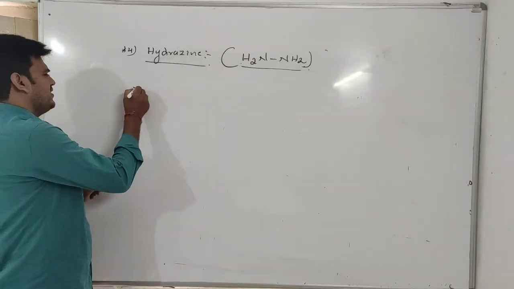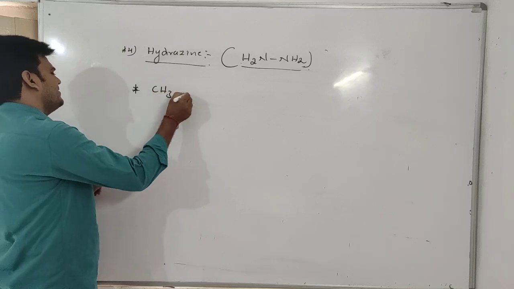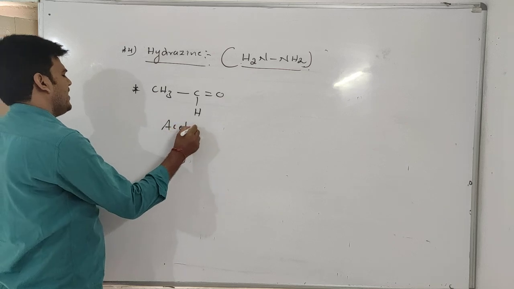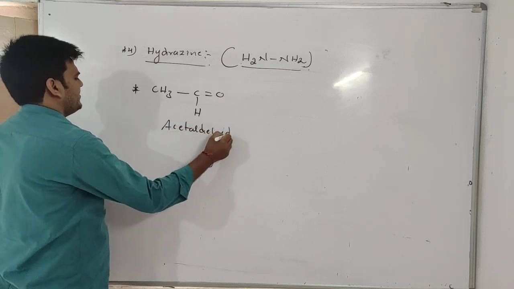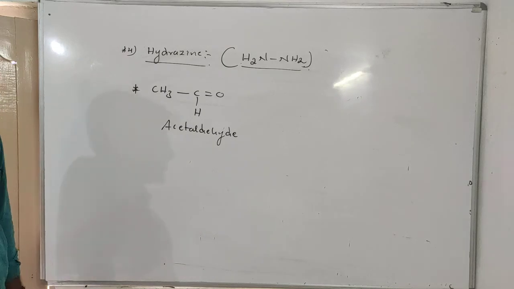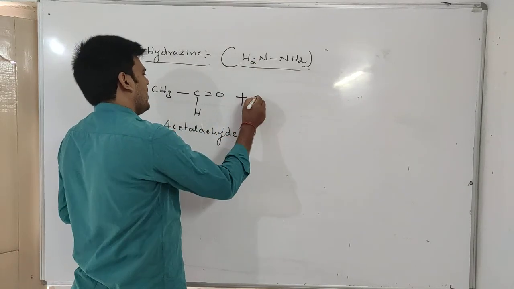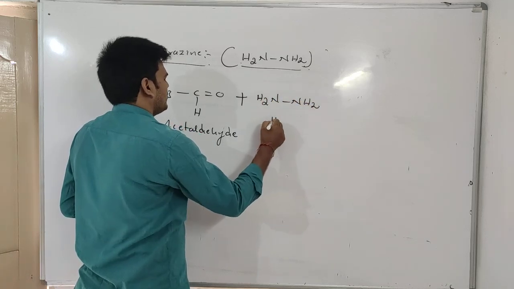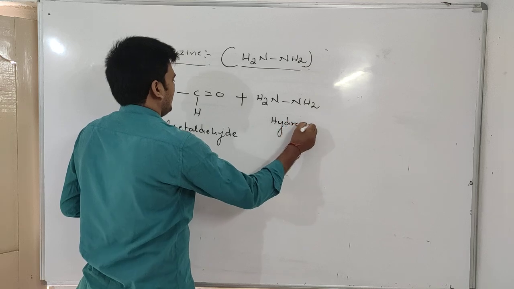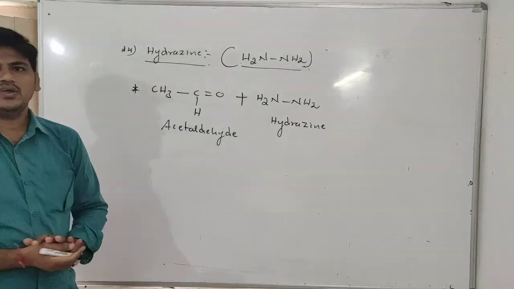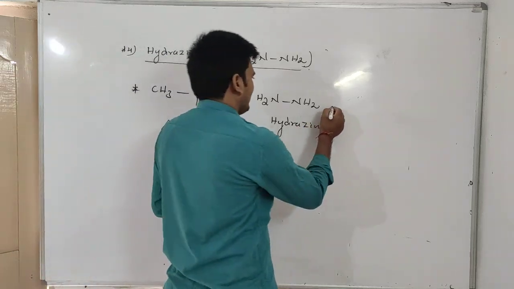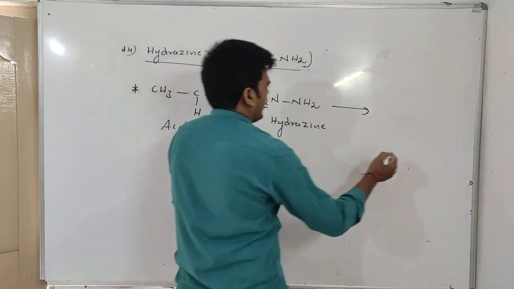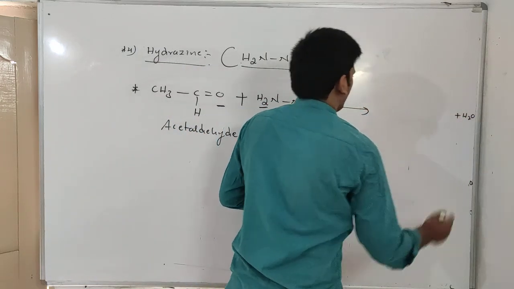First of all, the aldehyde formula is CH3CHO, so the compound name is acetaldehyde, plus hydrazine, H2N-NH2, or N2H4. Very simple answer. First, H2 combines with O, so the byproduct is water.